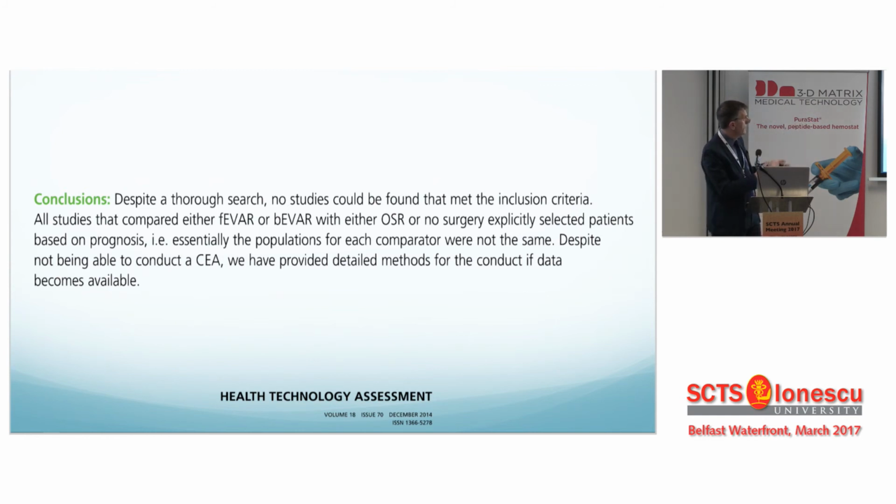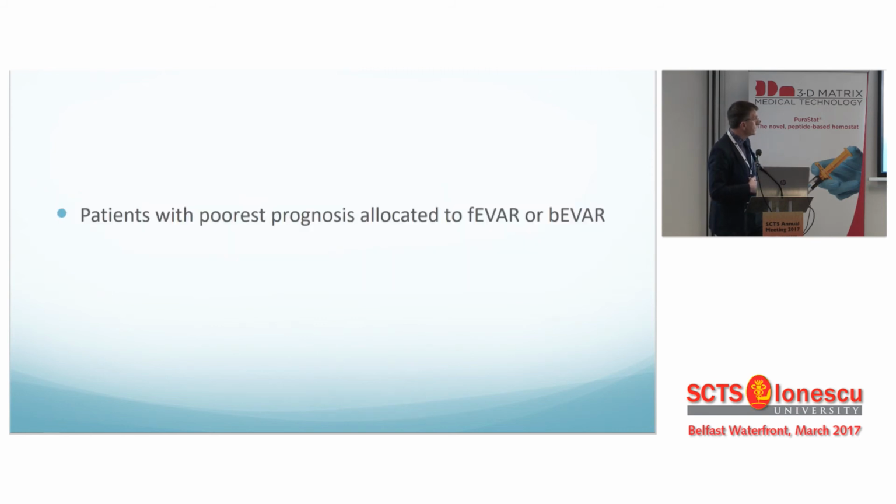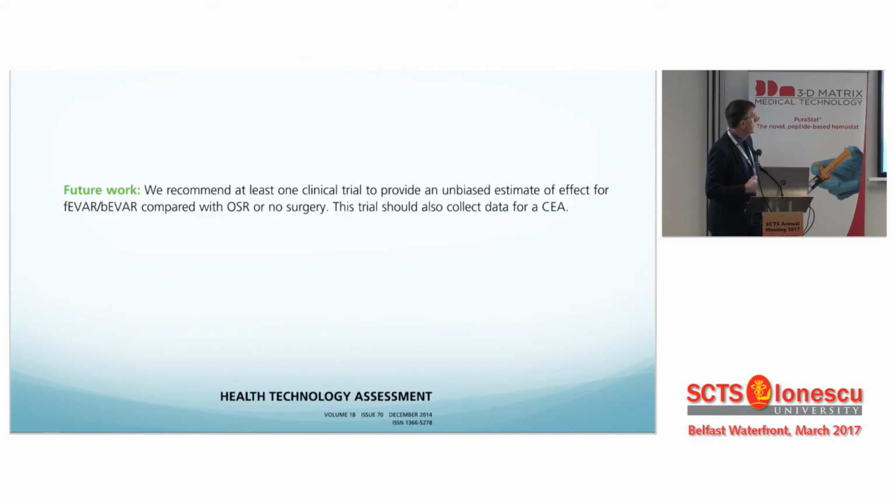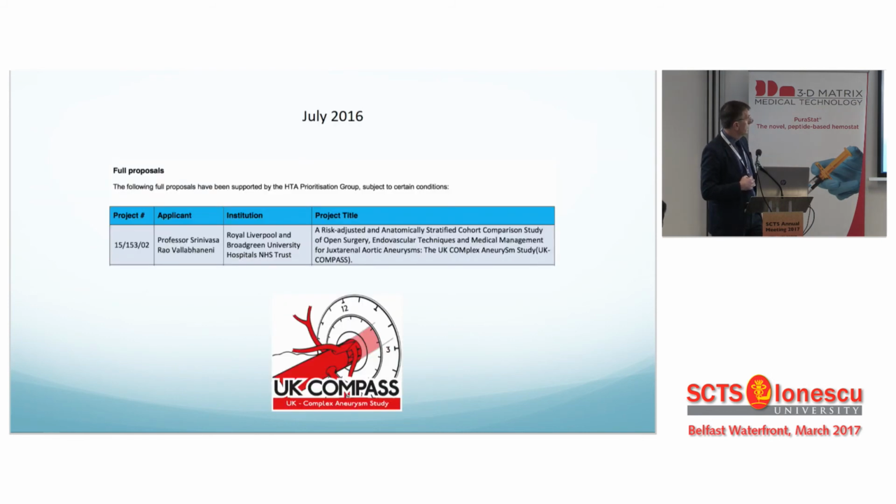All studies comparing the two technologies just separated the patients at baseline based on prognosis. And it seemed to be the higher risk patients, as you might expect, getting fenestrated and branched, but there was nothing useful. Patients with the poorest prognosis seemed to be allocated to the newer technologies, as you would expect. And they recommended a clinical trial to provide an unbiased estimate of effect of FEVAR and BEVAR against open surgery. And such a study is about to start.